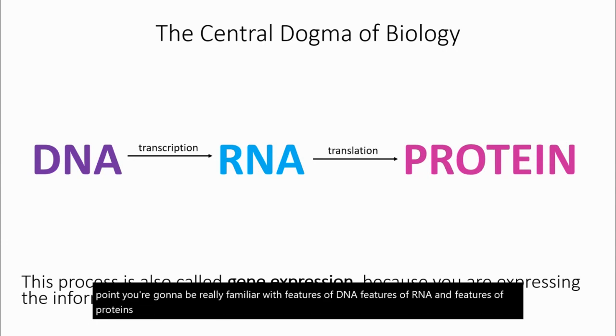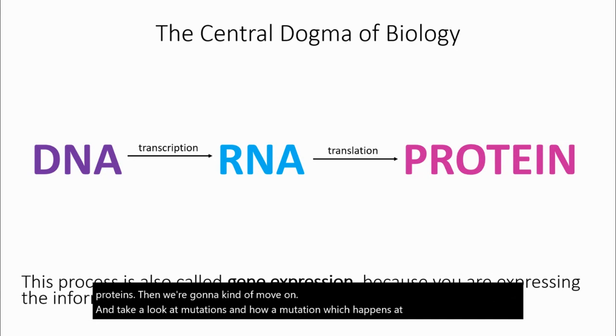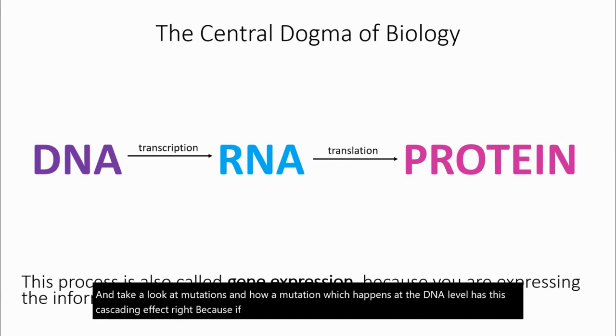Then we're going to move on and take a look at mutations and how a mutation, which happens at the DNA level, has this cascading effect. Because if the DNA changes, then the RNA that's made from it will change, and therefore the protein may also change. It can have this domino effect.